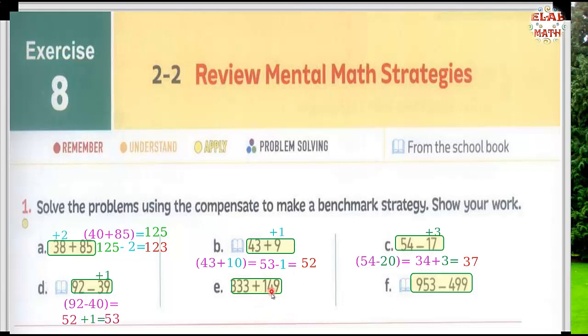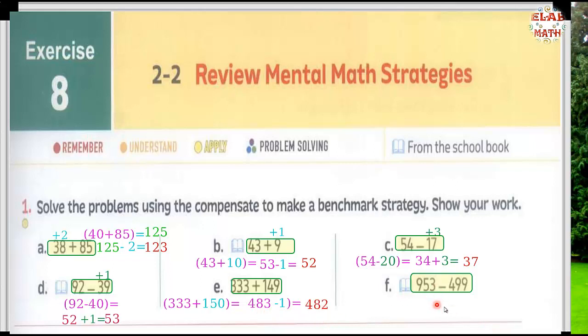I will add 1 to 149 to make 150, as you see here. 333 plus 150. 3 plus 0 is 3. 3 plus 5 is 8, 3 plus 1 is 4, so 483. We said after you get the result, you should subtract. You should subtract here because we have a plus here. In the last step we will subtract the same amount. We added 1 to this number, so you should subtract the same 1. 483 minus 1 equals 482.